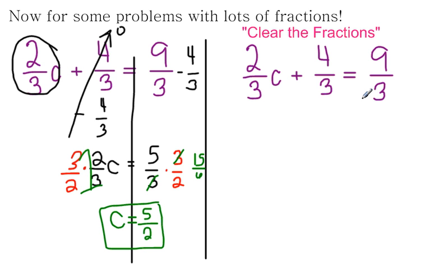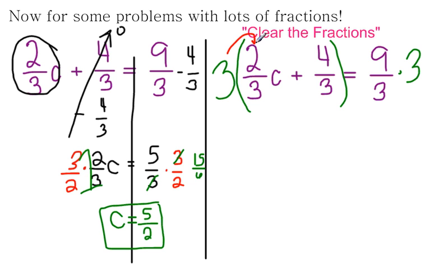I want to show a different way to do this that we haven't seen before, and it's called clearing the fractions. And so what we're going to do is multiply this whole side by 3. And since I multiplied that side by 3, I have to multiply this side by 3. And I want you to watch what happens here, why I chose 3 and what's going to happen.